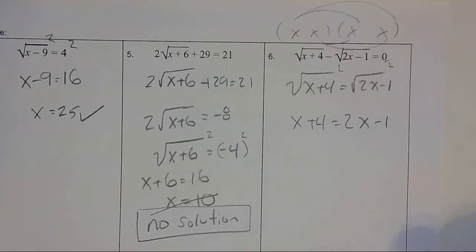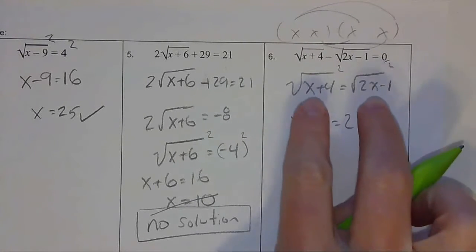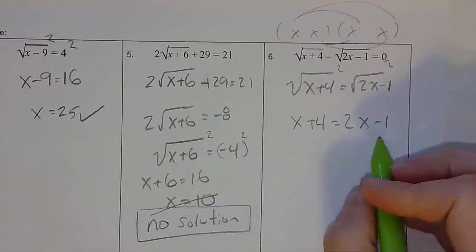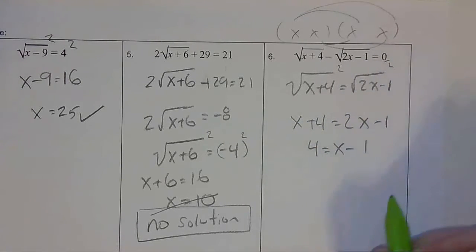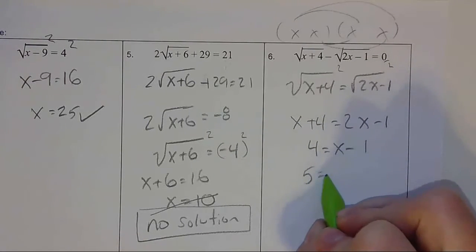So these guys are my favorite because they're the easiest. You don't have to really do anything. You don't even square any numbers. You literally go, okay, cool. The insides equal the insides. Minus that x, you get 4 equals x minus 1. Add that 1, you get 5 equals x.